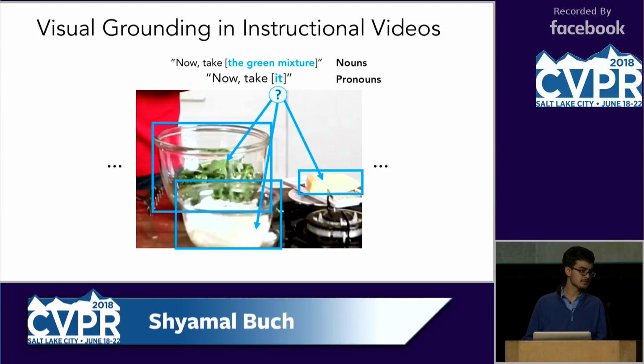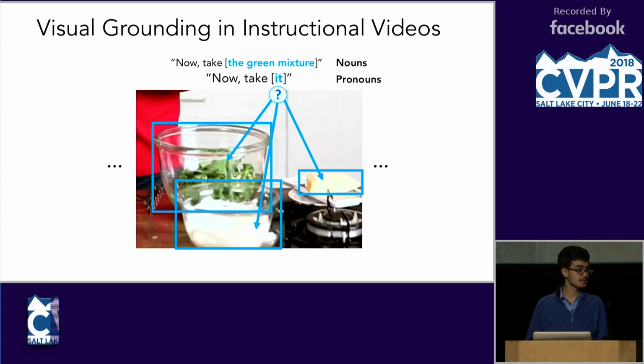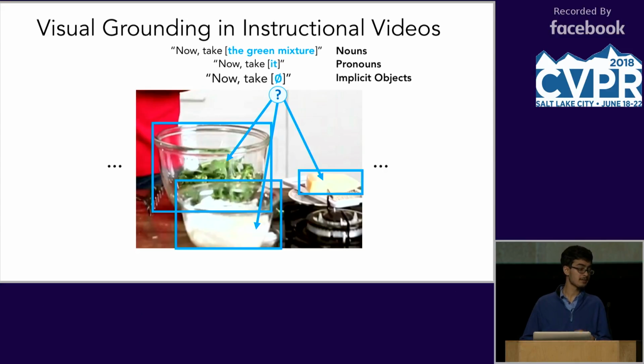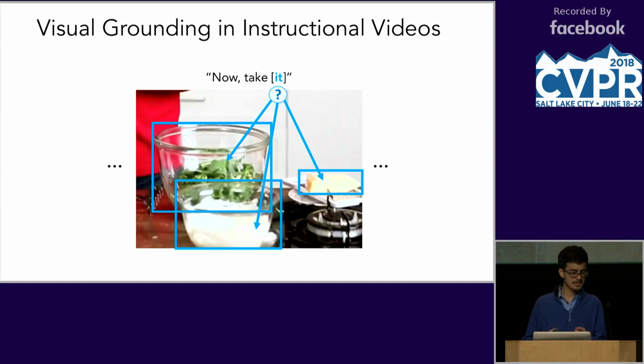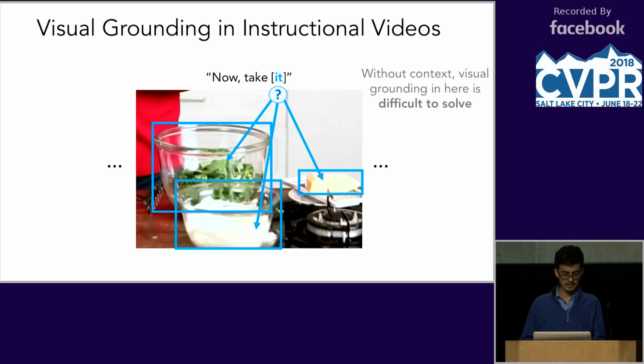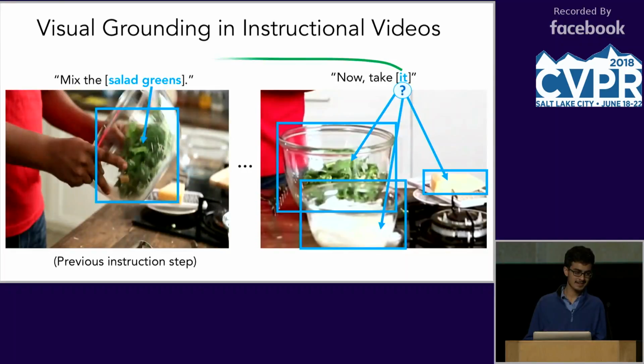Now, these phrases don't necessarily have to be just nouns. They can also be pronouns, and even omitted entirely and left as implicit objects. And these latter two cases make it really challenging to determine without any context how we're supposed to resolve what it is. And so in order to find it, we really need to take this context into account.